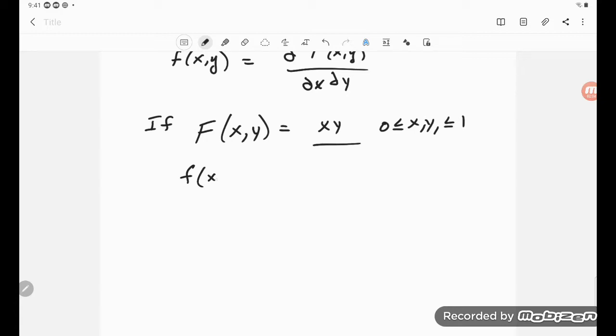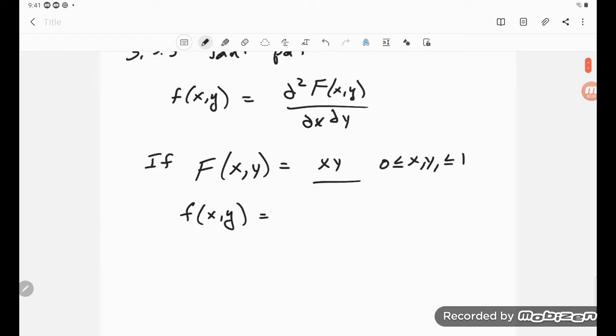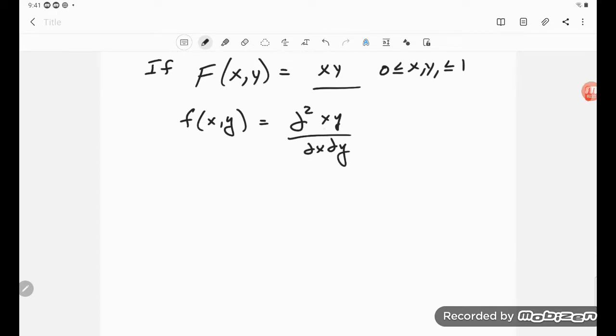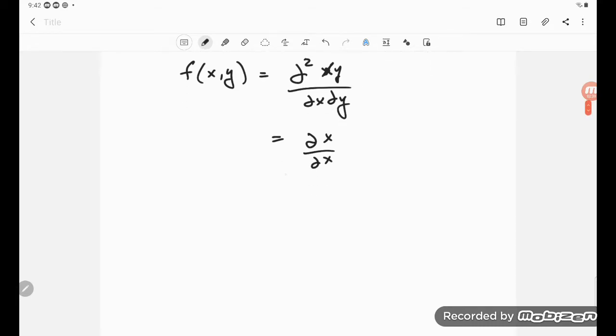So f of x and y is equal to the second partial of xy with respect to x with respect to y. So for the partial derivative, we are simply treating the other variable as a constant. So this is equal to, if we do the y first, this becomes the partial of x with respect to x, and we get 1.